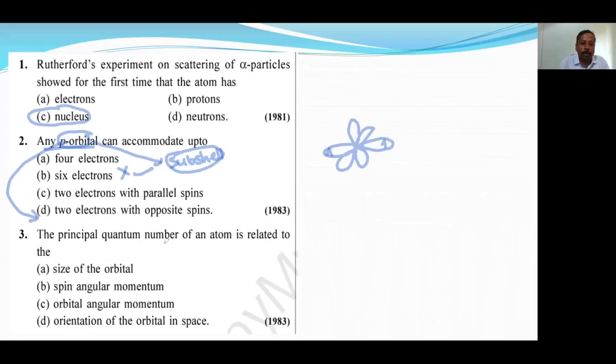Principal quantum number of an atom is related to. Spin angular momentum, orbital angular momentum, orientation is not correct. Size of the orbital. So first answer, first option is C. Second option is D, and third option is A. One, C, D, A. Is it understood? Now let's go to the next one.